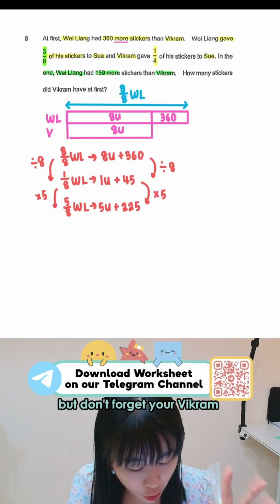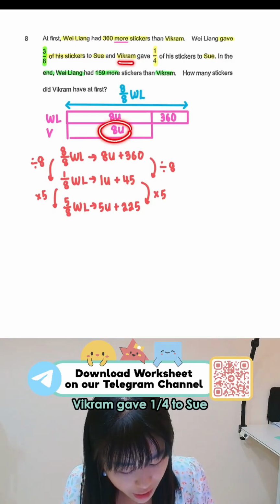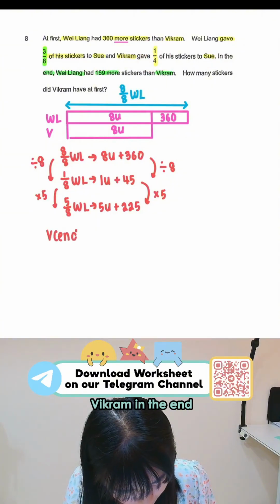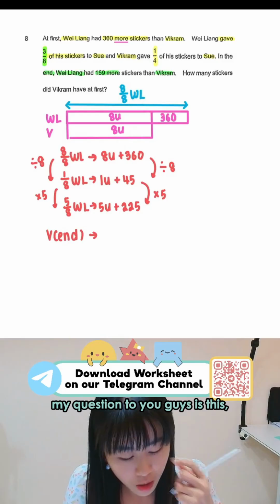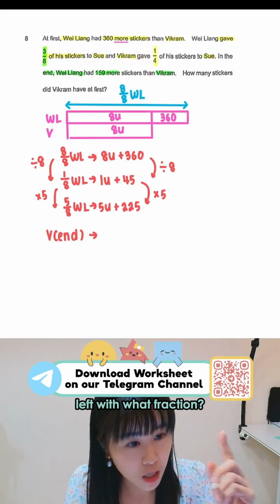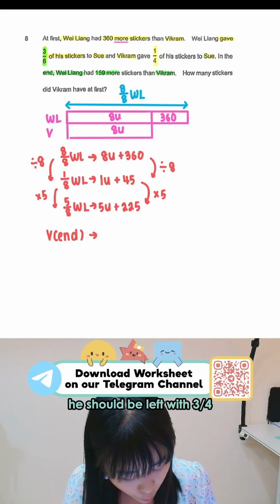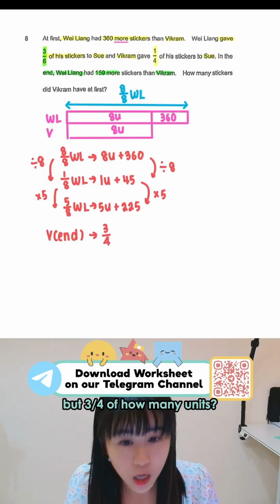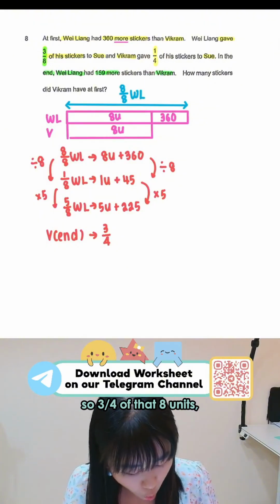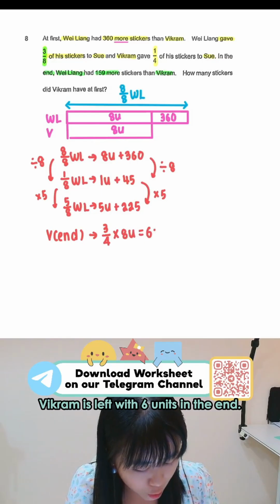But don't forget your Vikram. So Vikram here is 8 unit at first. Vikram gave 1/4 to Sue. My question to you guys is this. Vikram gave 1/4, so Vikram should be left with what fraction? 3/4. Very good. Because if Vikram gave 1/4, he should be left with 3/4, right? But 3/4 of how many unit? Vikram at first is 8 unit. So 3/4 of that 8 unit, right? Vikram is left with 6 unit in the end.